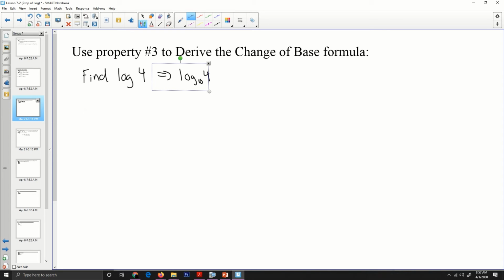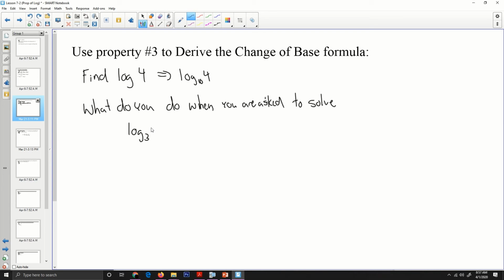So what happens when you are asked to solve log base 3 of 4? Well, what do I do with that? That's a little bit more challenging. So we're going to come up with a formula that allows us to do that in general. Okay, so what's that going to look like?